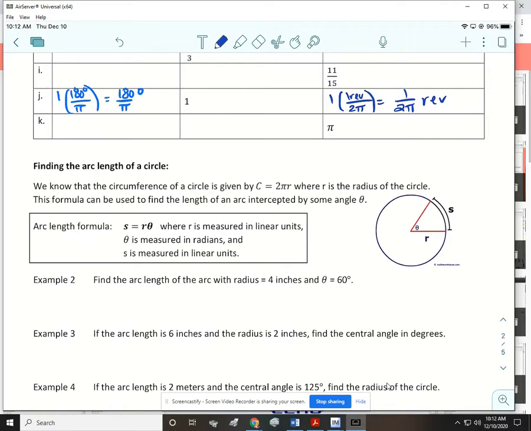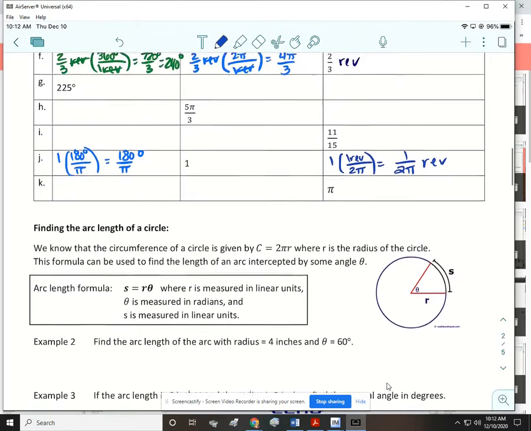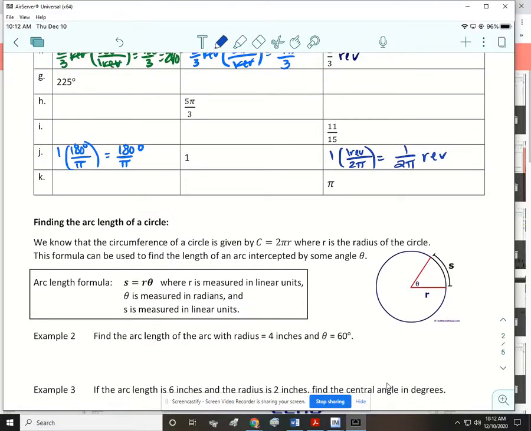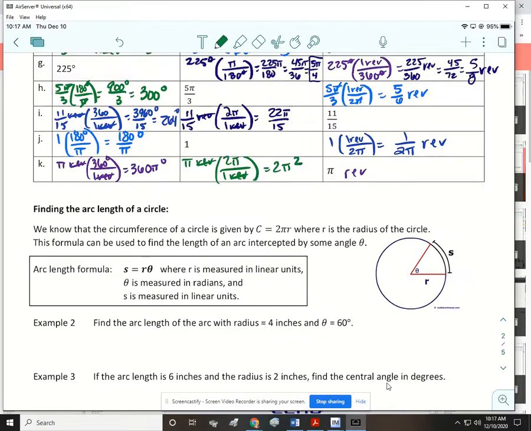Okay, so I want you guys to pause the video and do H through K on your own, and then start it back up and check your answers on G, H, I, and K.